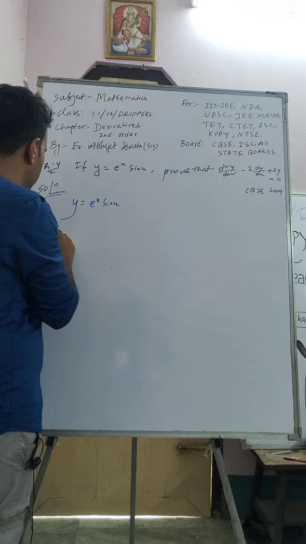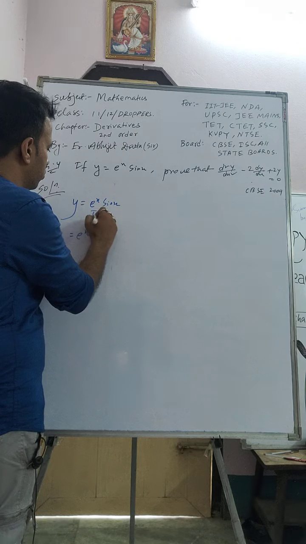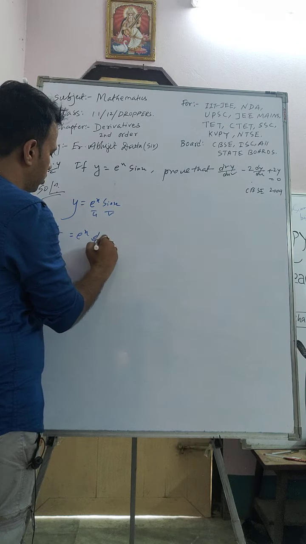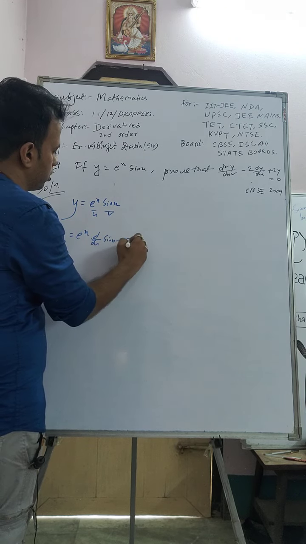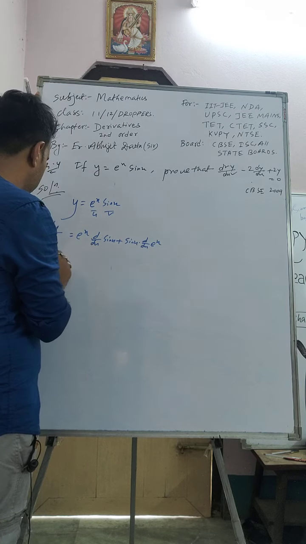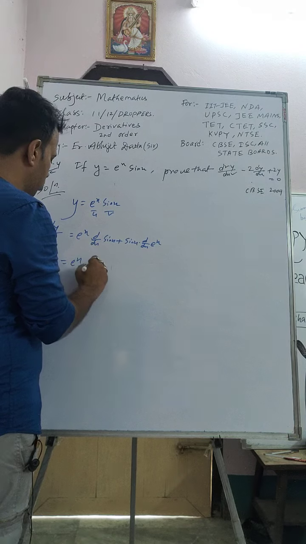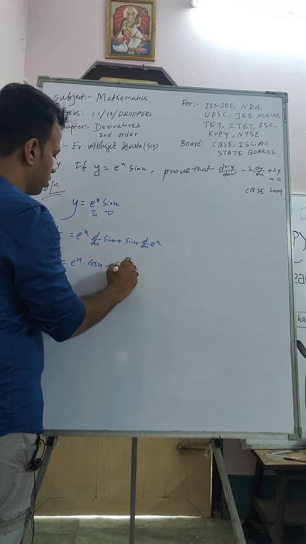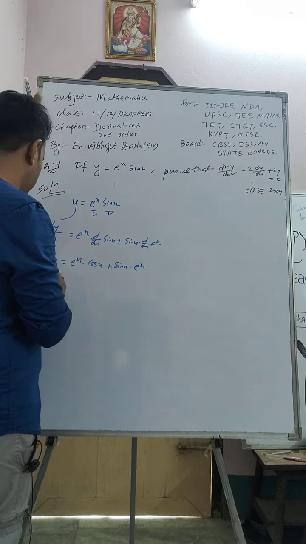Now differentiate this one. This one is u into v, is not it? Sin x into d/dx of e to the power x, so d/dx of e to the power x plus e to the power x d/dx of sin x, equal to e to the power x sin x plus e to the power x cos x. Okay, this is dy/dx.